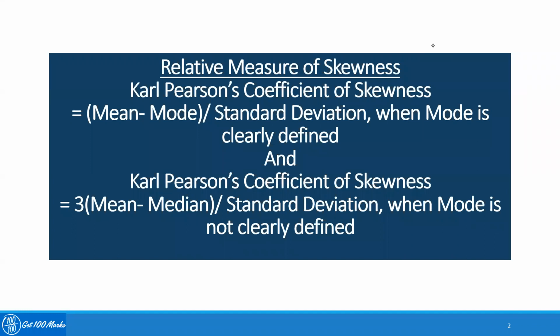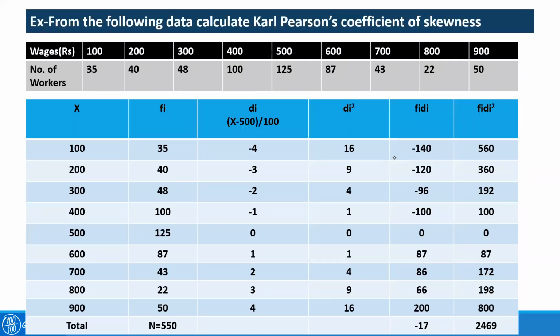As I already discussed in my earlier video, there is a difference between absolute measures of skewness and relative measures of skewness. Today we'll discuss one type of relative measure of skewness, which is given by Karl Pearson. Karl Pearson coefficient of skewness is mean minus mode divided by standard deviation. When we divide the absolute skewness by the standard deviation, we get the relative measure of skewness. Let's see how to calculate that using the formula.